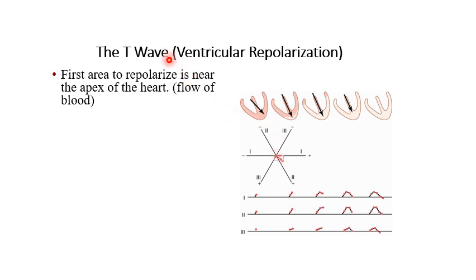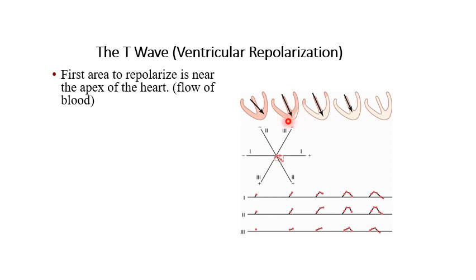First of all, ventricular repolarization starts at the apex of the heart. So it starts from here. We know that the general rule is that the first area to depolarize is the first area to repolarize, but it's not the case here in the ventricular repolarization. The area that starts to repolarize is in the apex and not the first area to depolarize, in the septum. Why? It is because of the blood flow.